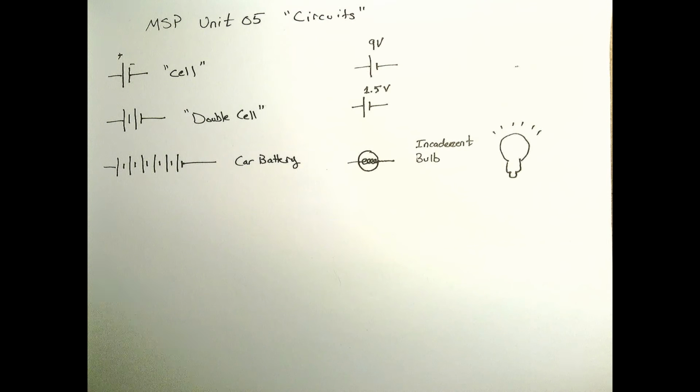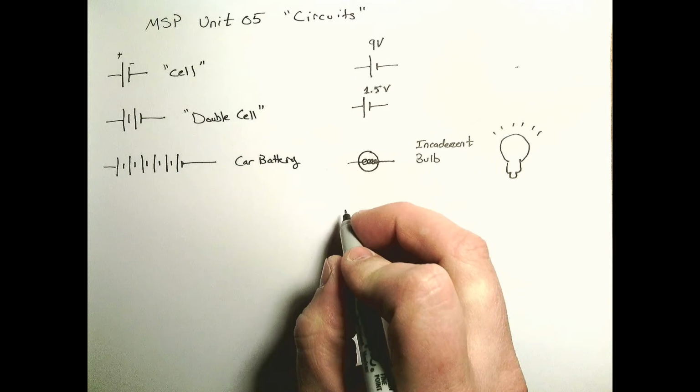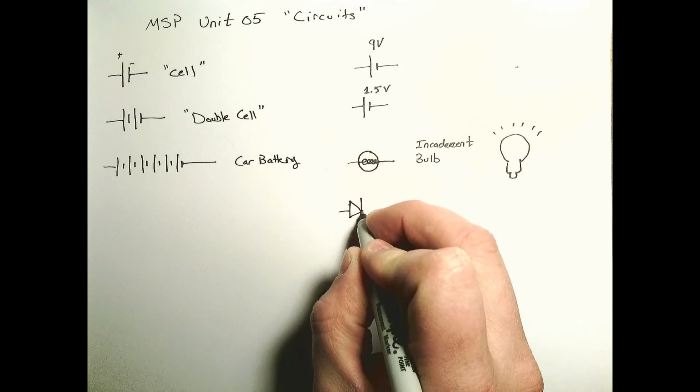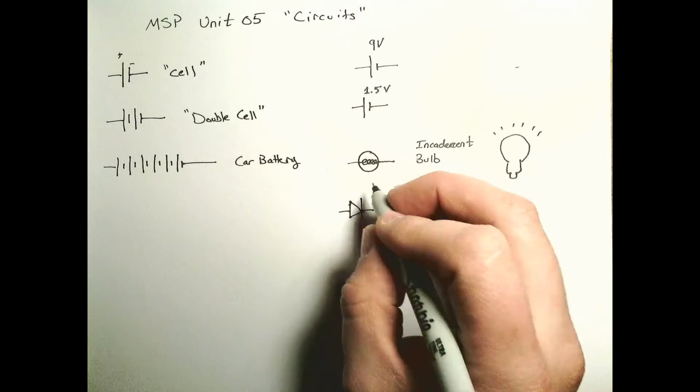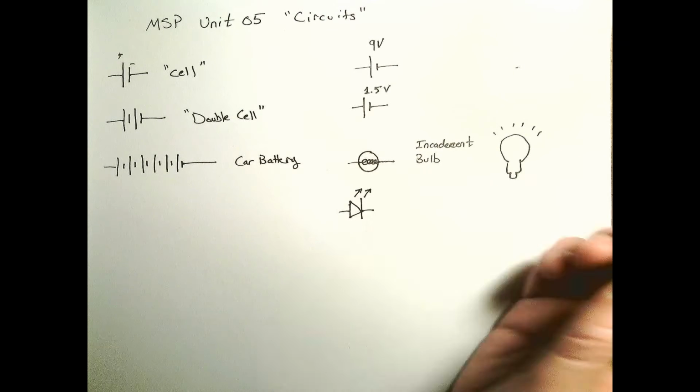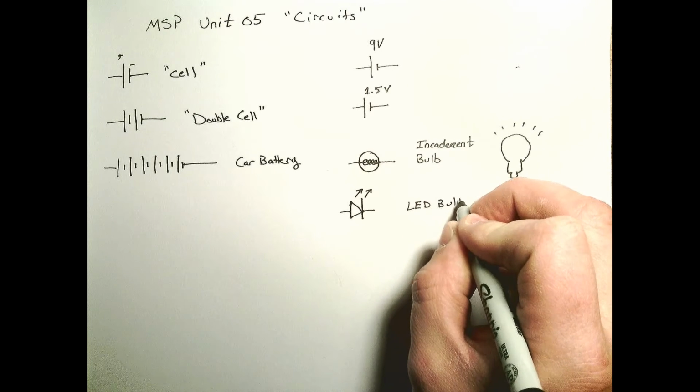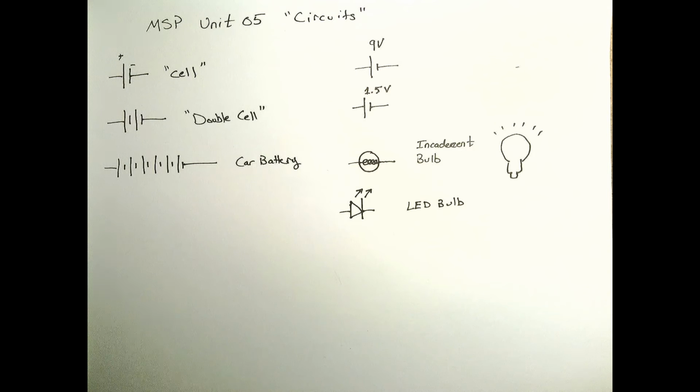Okay. What is another type of light bulb that we have in circuits these days? Yeah, LED. An LED symbol looks like this. Okay, it has an arrow here and an arrow here. This is an LED bulb. So if you're talking about powering an LED in a circuit, this is the symbol you would use.